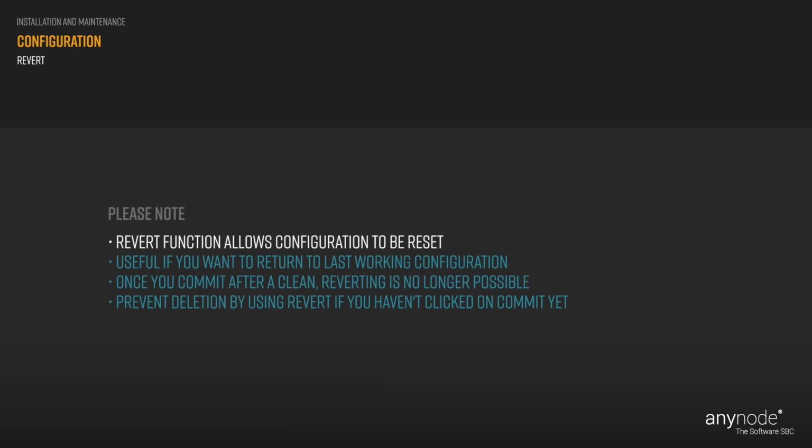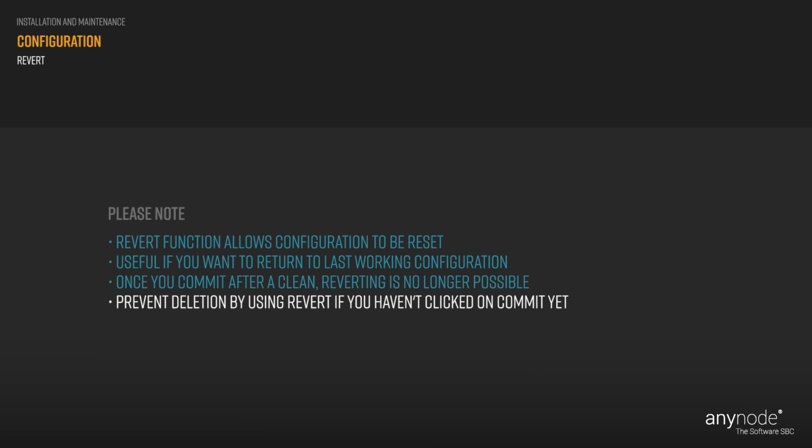Revert. The revert function allows the configuration to be reset to the point where the commit was last pressed. In practice, this is useful if you realize it is largely faulty during a configuration and want to return to the last working configuration. Once you commit after a clean, reverting is no longer possible.